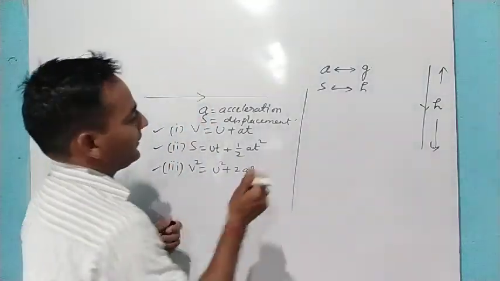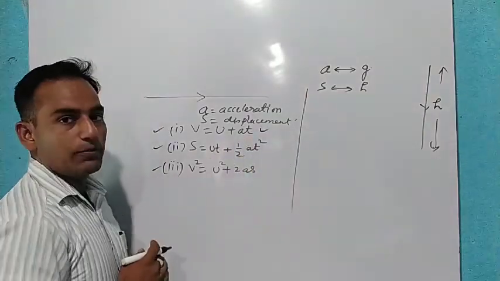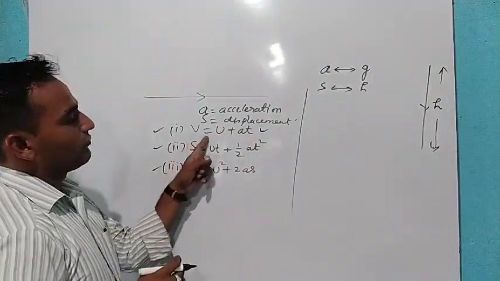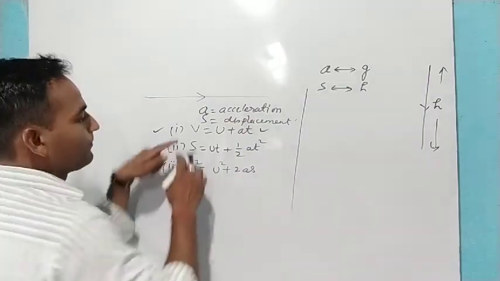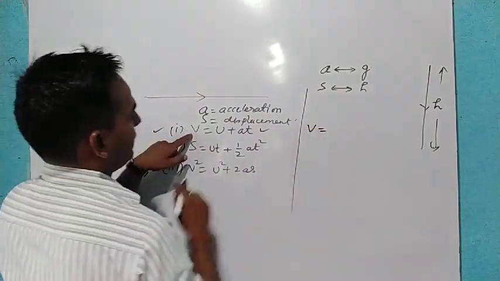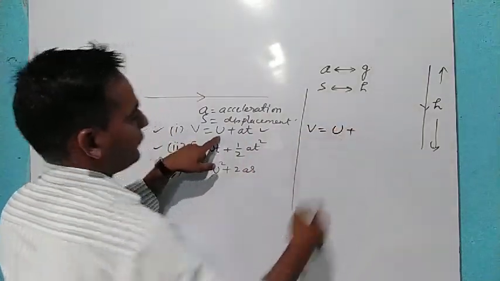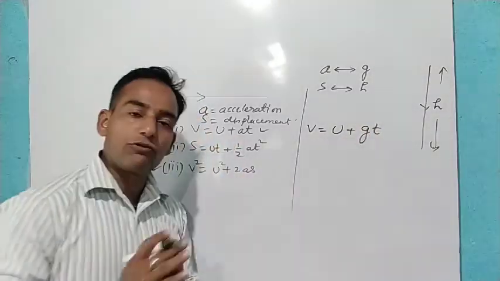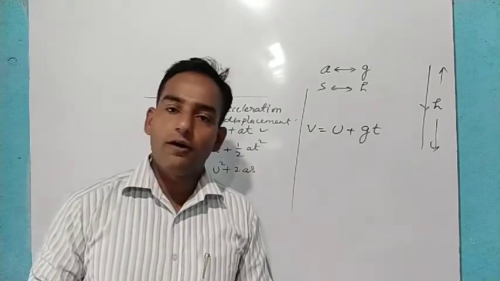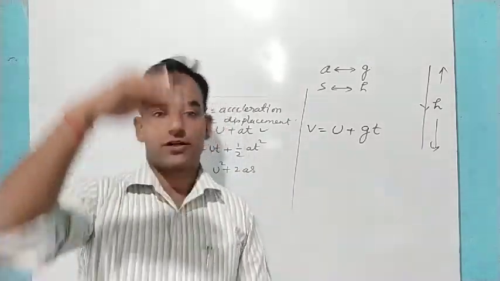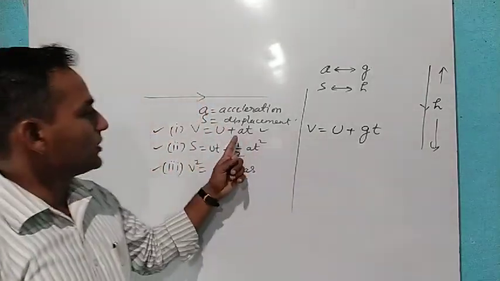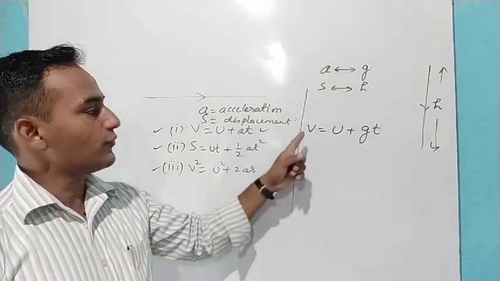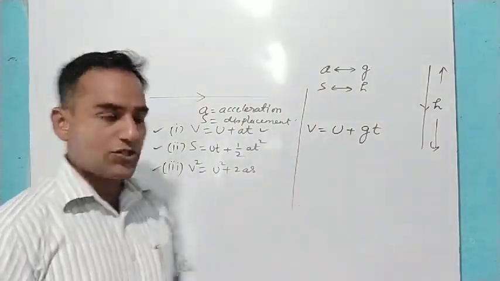So we have the formula V is equal to U plus AT. Listen carefully, this is the first formula. In place of V we have V, in place of U we have U, and in place of A we will write G. So the first equation of motion for a freely falling object from up to down, with G in place of A, is V is equal to U plus GT.